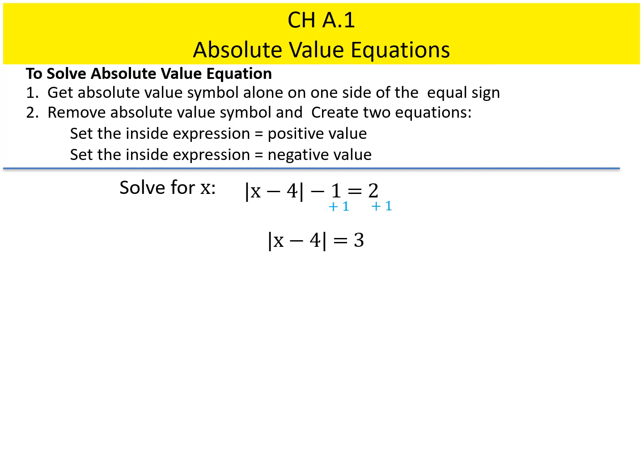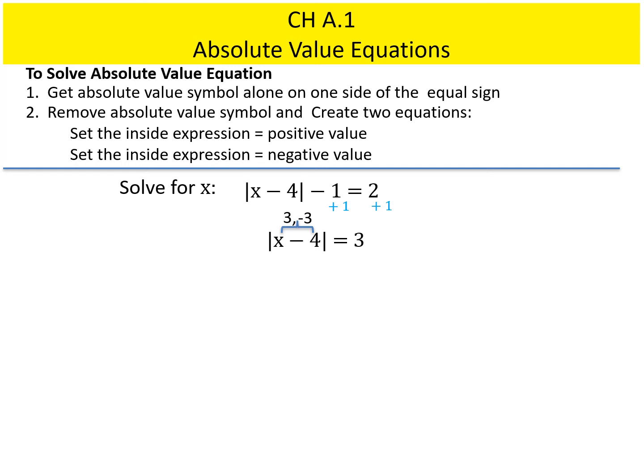Our second step is going to be remove the absolute value symbol and create two equations. You're going to set the inside expression to a positive number and also to a negative number. Now, why are we going to do that? We know that this whole x minus 4 inside the symbol has to equal a 3 or a negative 3.